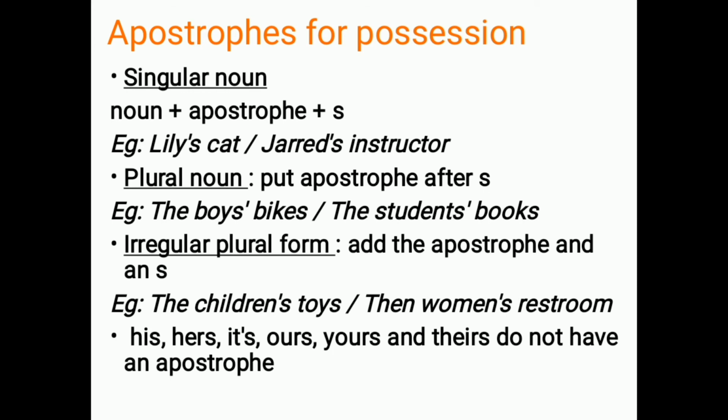Apostrophes for possession show that something belongs to one or more people. The possessive form of a singular noun is an apostrophe followed by the letter S. Noun plus apostrophe plus S. For example, Lily's cat or Jared's instructor.